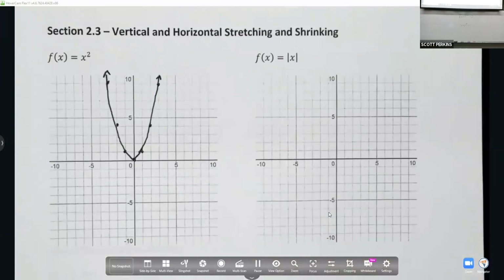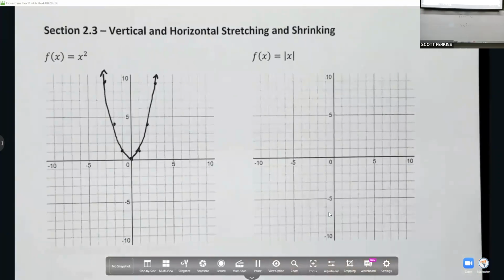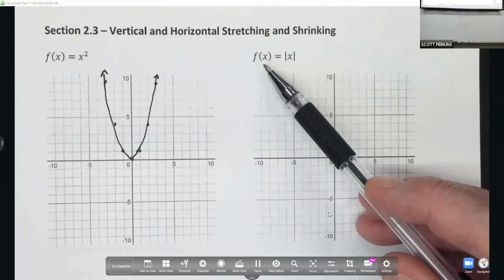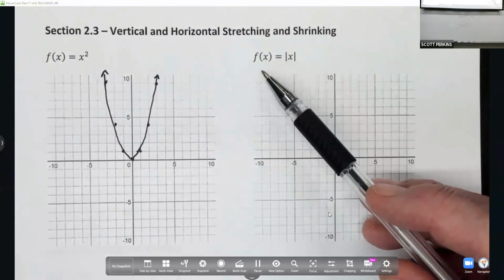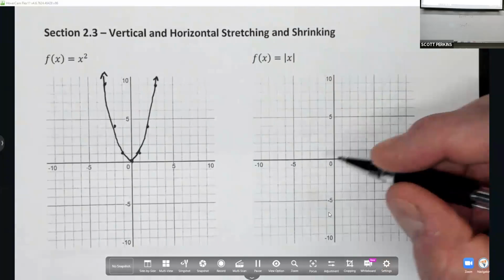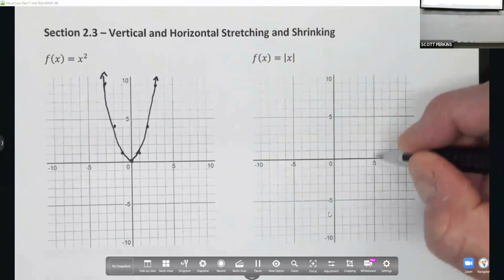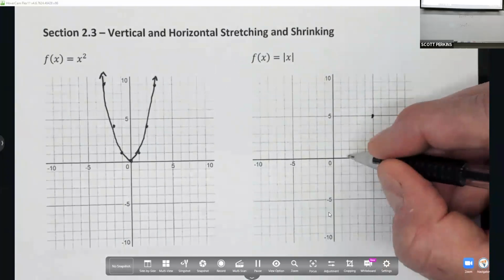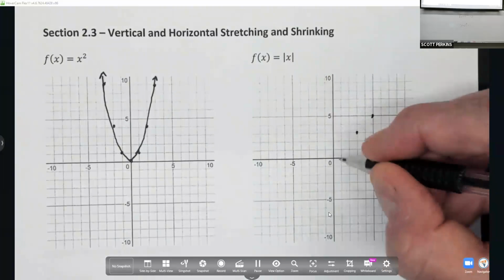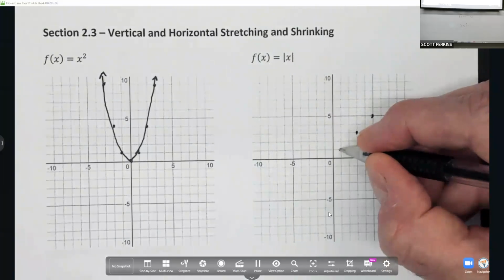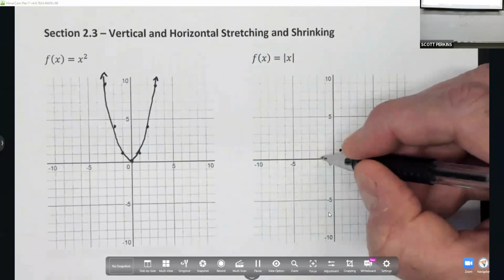Moving to the side, the absolute value. The absolute value says whenever I put an x in, if that x is positive, it stays the same. If that x is negative, I make it positive. So when I plug in positive 5, the absolute value is 5. When I plug in 3, the absolute value is 3. When I plug in 1, the absolute value is 1. 0 gives me 0. Negative 2 gives me 2.